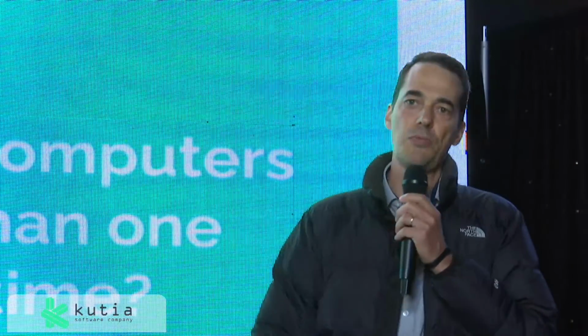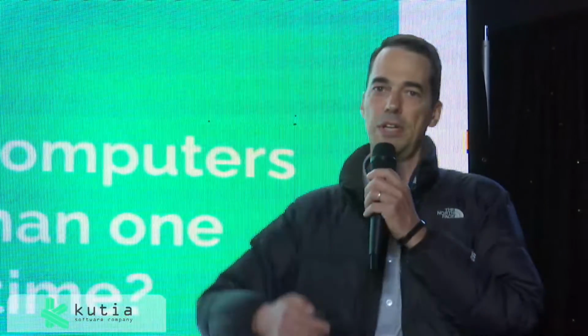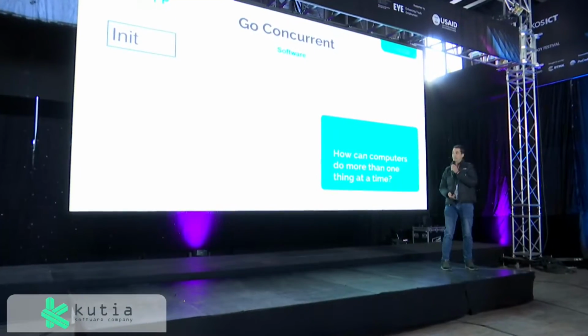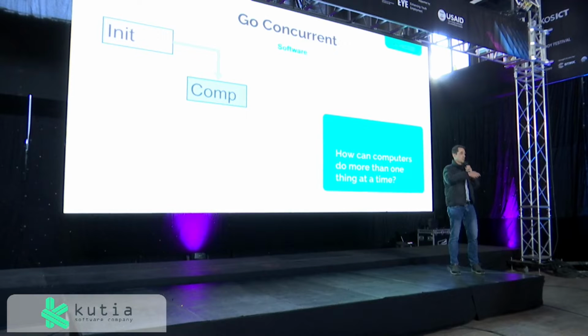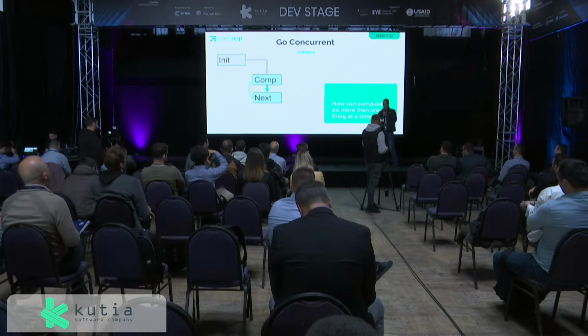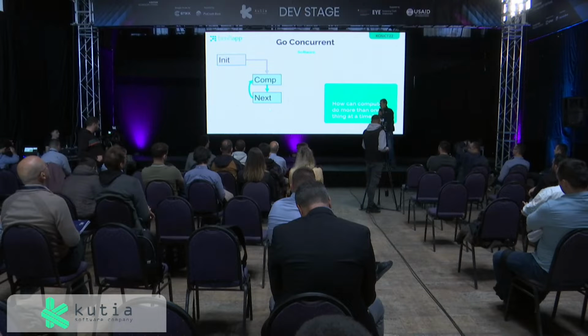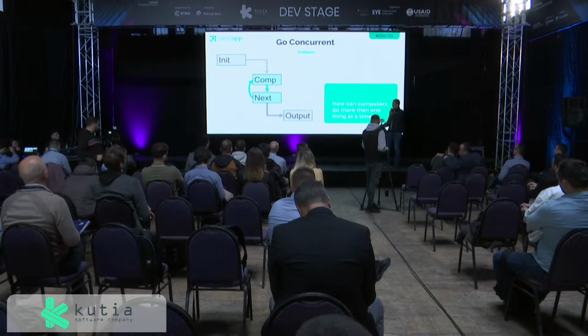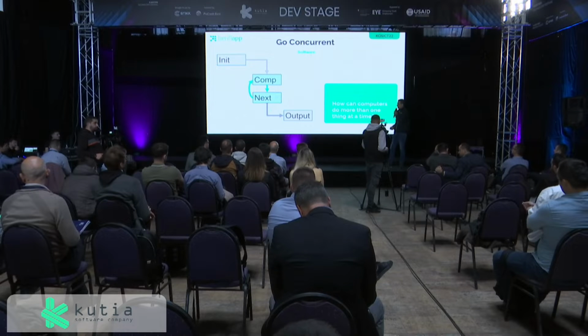On the software side, we start with a classic, very simple algorithm. You have some initialization going on at the beginning. Then you need to compute something, do some processing, burn some CPU cycles for a good purpose. Go to the next item, creating a loop. And after you processed all the items, you have something to show for and output the result.